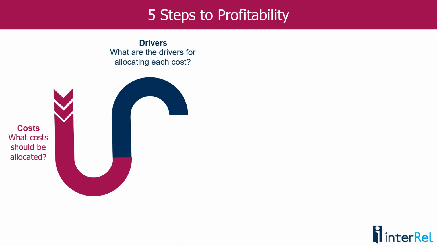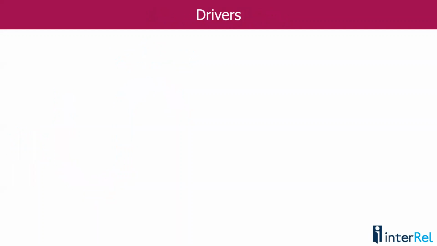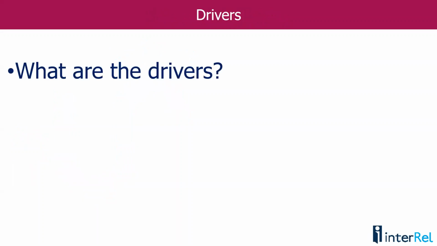So step 1, what costs? Step 2, basically, how are you going to allocate it? What drivers will you use? We have to identify the drivers for each cost element. Some drivers that I frequently see used are things like units sold, product weight, square footage, headcount. Those can all be drivers, but those are not the only drivers. Every business is unique. So you have to think about, how am I going to allocate those costs? What makes sense? What's fair?